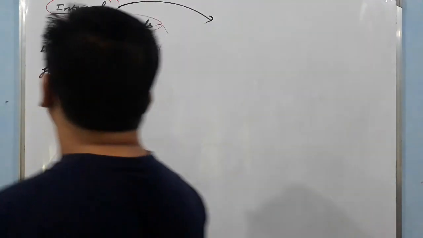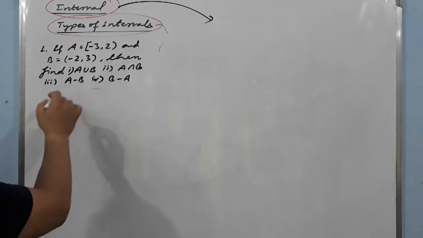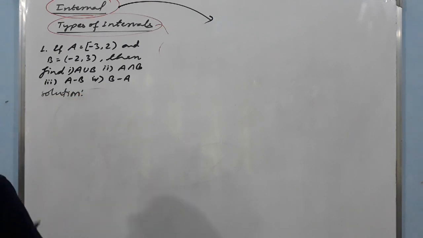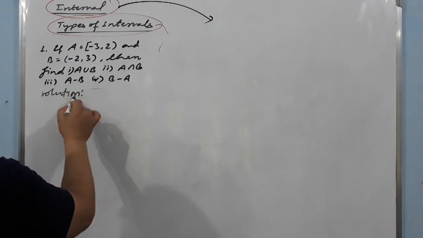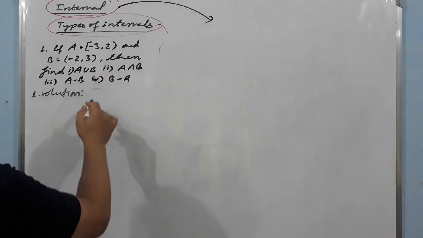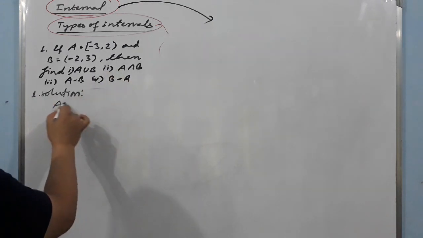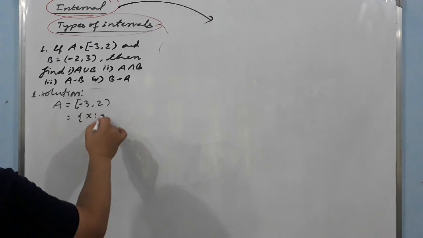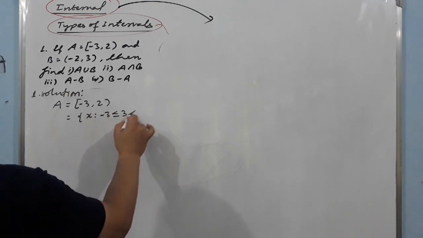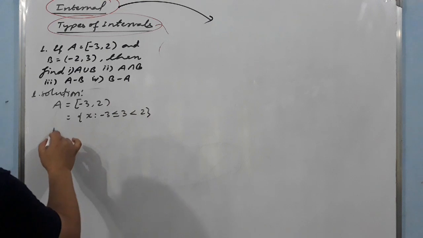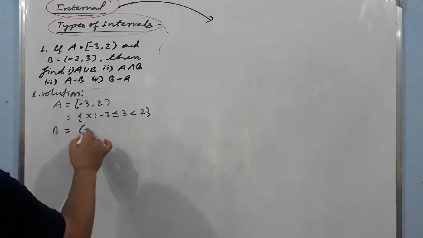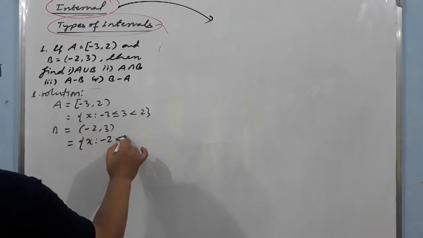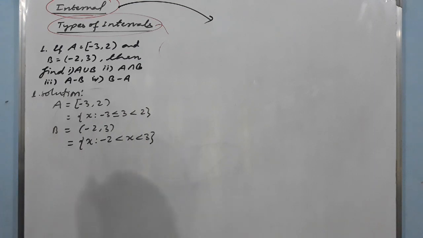Now I'm going to tell you these questions. Very simple. Let's see the solution. Here A is equal to [minus 3, 2], which you write in set builder form as minus 3 less than or equal to x less than or equal to 2, and B is equal to (minus 2, 3), which is written in set builder form as minus 2 less than x less than 3.